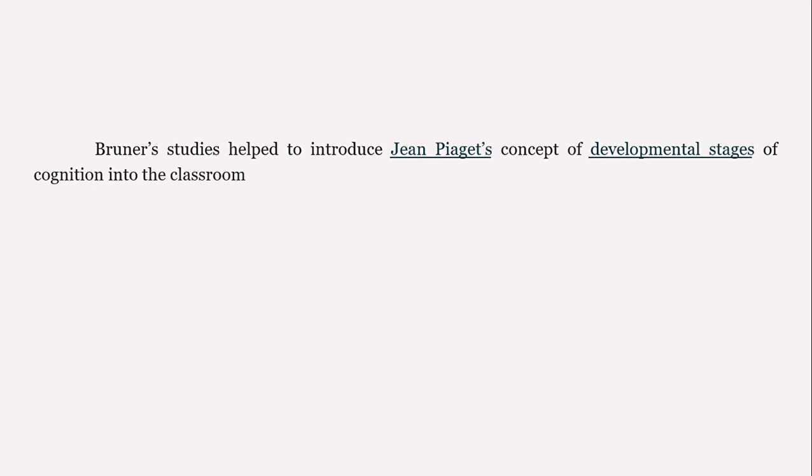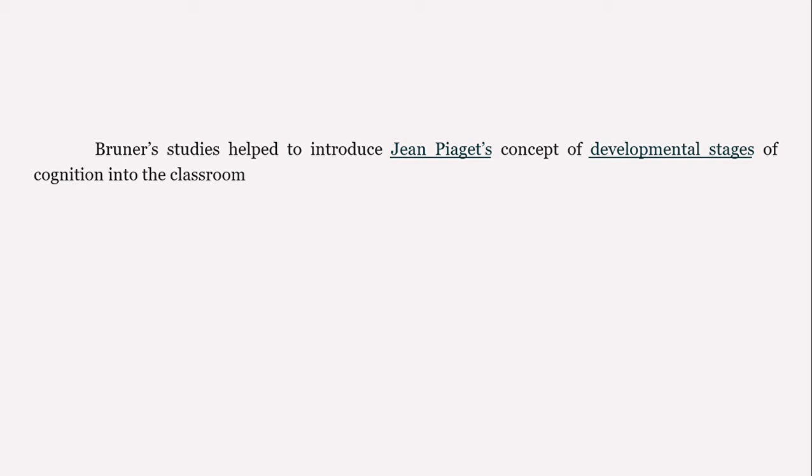Next, Bruner studied Jean Piaget's concept of developmental stages of cognition in the classroom. So, kabantay mo ato ka Jean Piaget nga discussion is we have the theories. He identified the four stages. We have the sensorimotor, the pre-operational, and the concrete operational stage. So, dili po na nakuha ni Jean Piaget sa iyang activity, sa iyang idea, katunyan mga aspects sa cognitive development.